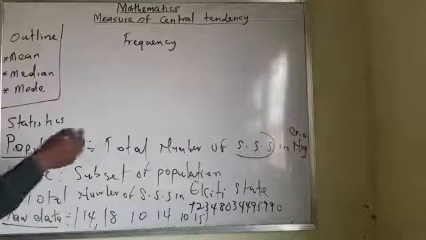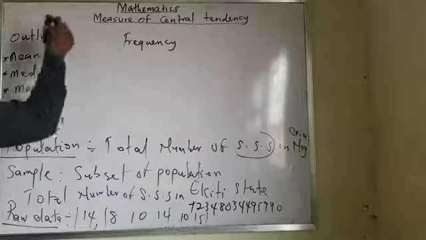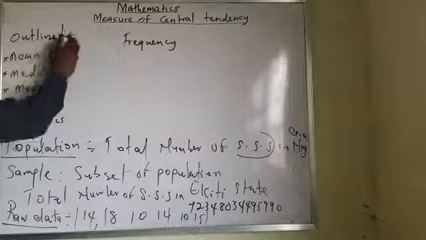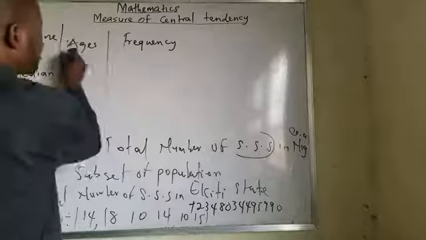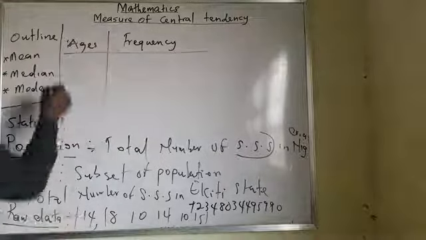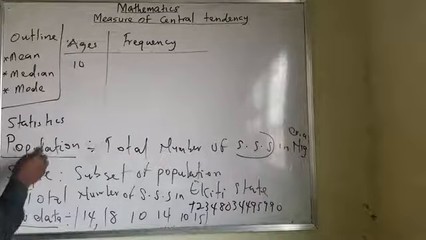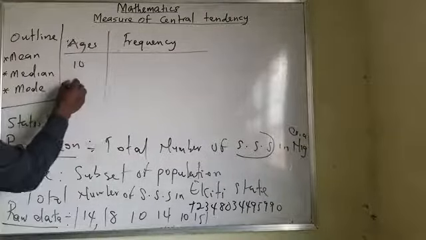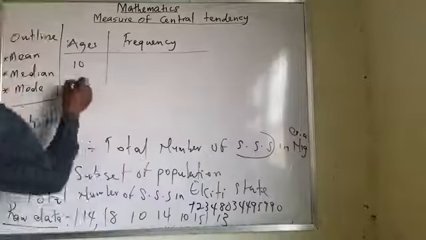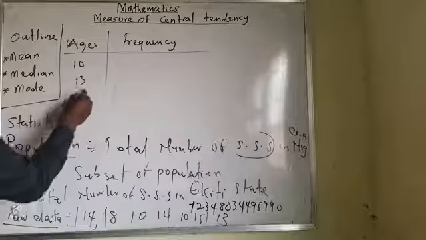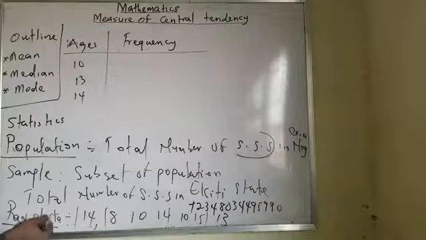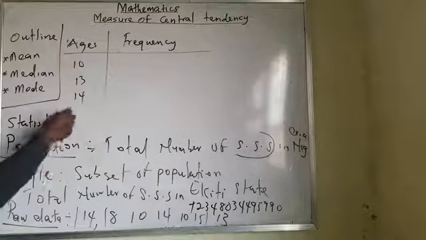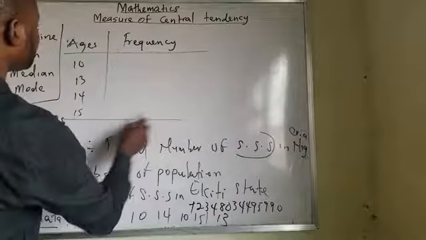Now, when I have it in terms of the number, which is size or ages, this becomes frequency. How many 10 and how many 14 do I have? Let me put 13. Now, I have 13, I have 14, and I have 15. Please take note of this.